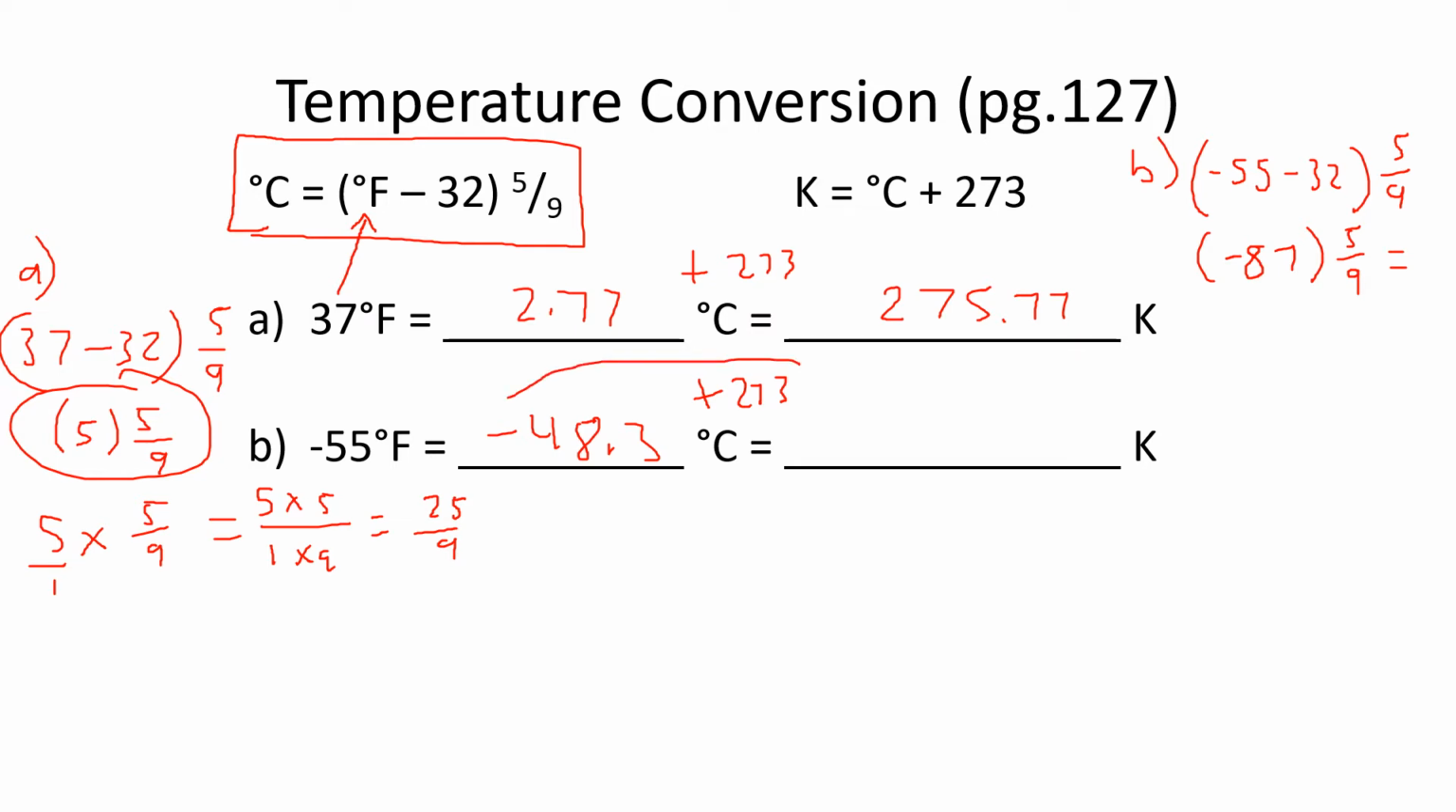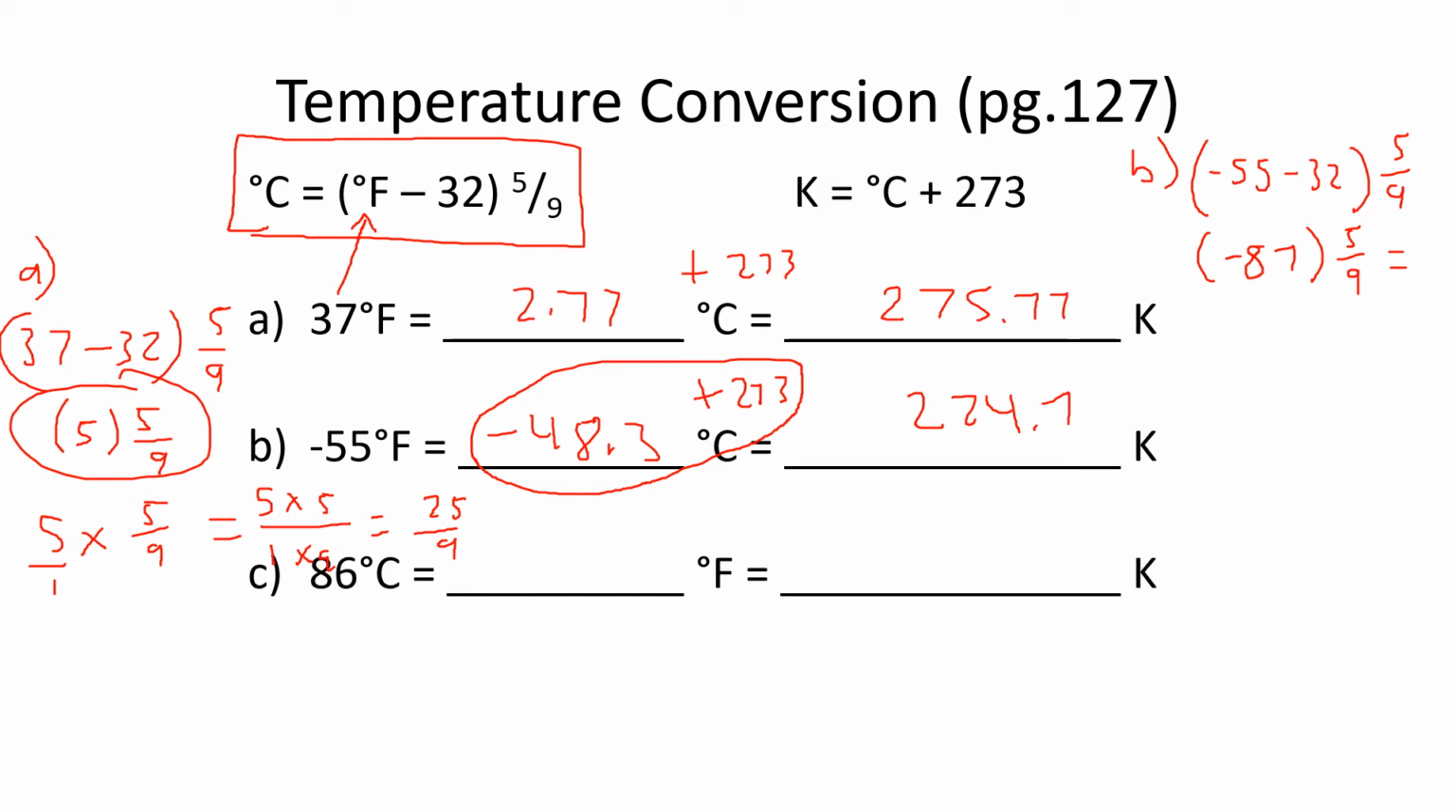You're just adding. Just do the negative 48.3 plus 273. So you did something weird. You reversed it, or you did something.